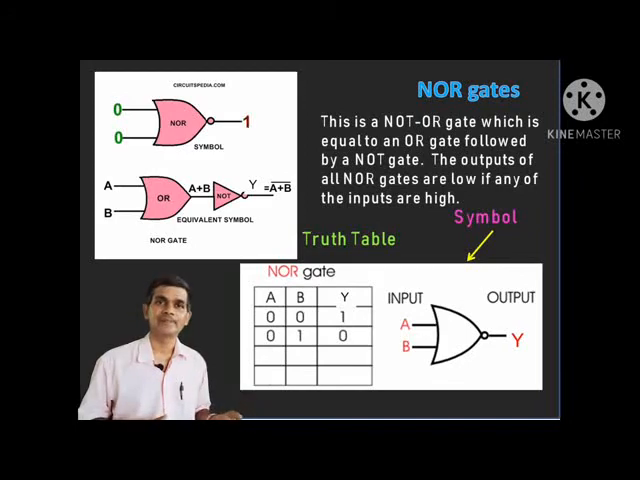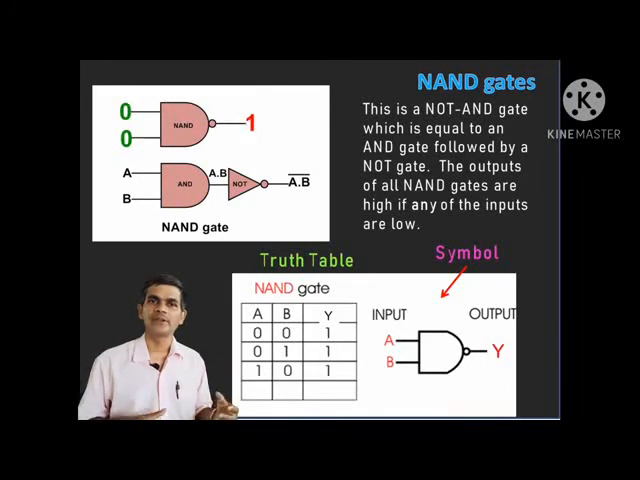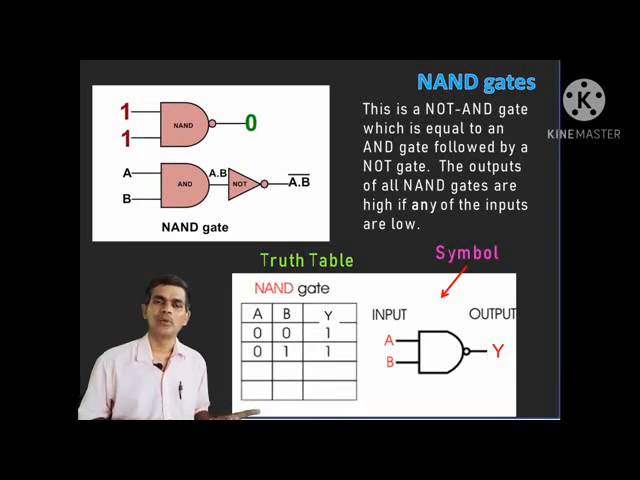And we have the NAND gate. A combination of NOT and AND gates is equal to a NAND gate. An AND gate followed by a NOT gate gives a NAND gate. The output is high if either input is low, but if both inputs are high, the output is low. That is, 0, 0 gives 1; 0, 1 gives 1; 1, 0 gives 1; but 1, 1, both inputs high, gives output 0. Like that, this is the gate called the NAND gate.